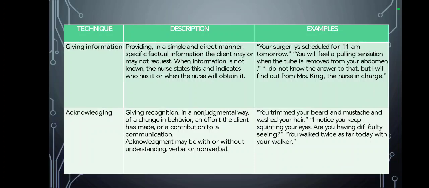Another is giving information, providing in a simple, direct manner specific factual information the client may or may not request. When information is not known, the nurse states this and indicates who has it and when the nurse will obtain it. Giving information in a simple and direct manner will help the patient understand their health status. For example, your surgery is scheduled for 11 a.m. tomorrow. You will feel a pulling sensation when the tube is removed. In this way, you can alert the patient of what to expect in your relationship.